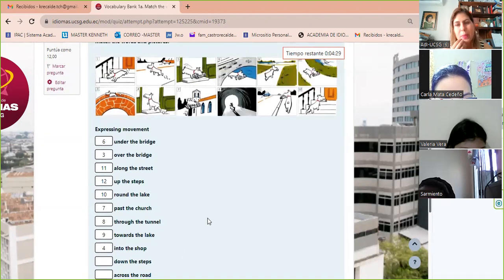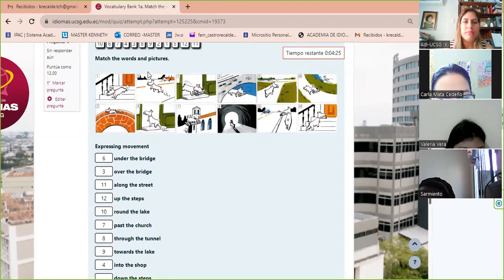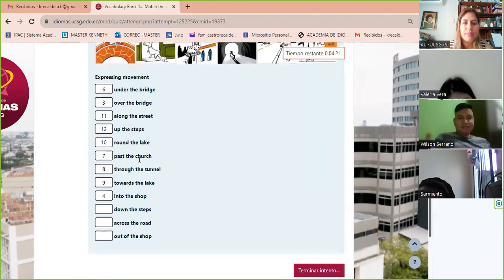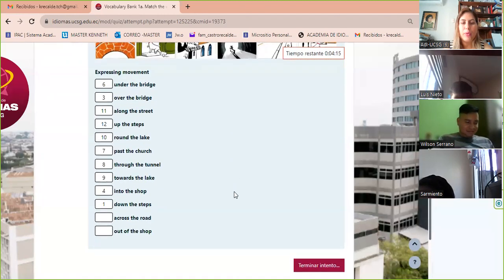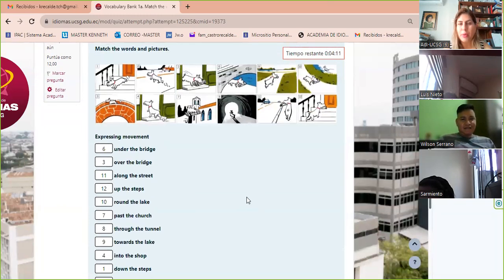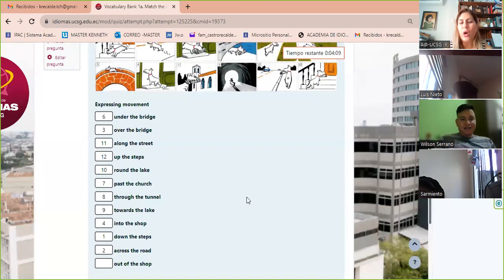Down the steps. Wait. One. That's 1. Two. Okay, let me put here the 1. Across the road. Number 2. Yeah, he's a risky dog. He crosses the street on his own. Out of the shop. 5.